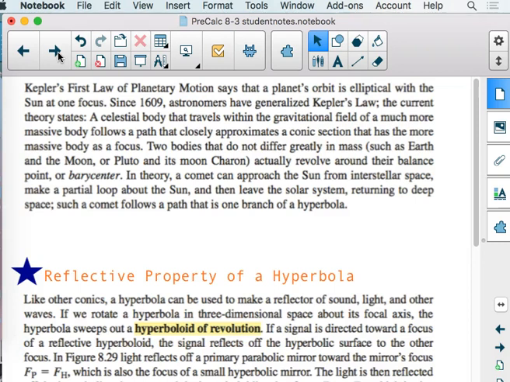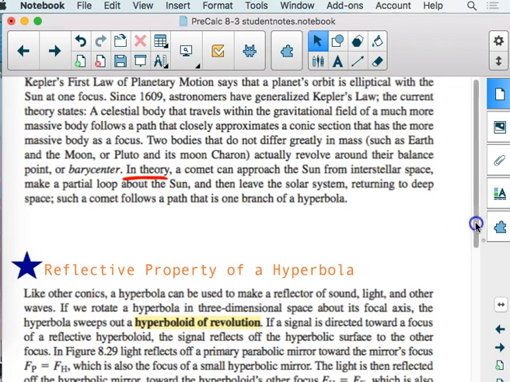In theory, a comet can approach the sun from interstellar space, make a partial loop about the sun, and then leave the solar system, returning to deep space, slingshotting around it. Such a comet follows a path that is one branch of a hyperbola. But in theory, we hope that never happens in our solar system. You don't want a big comet coming from outer space and slingshotting around the sun because it might decide to slingshot right into us. So we'll just watch that happen in other solar systems.